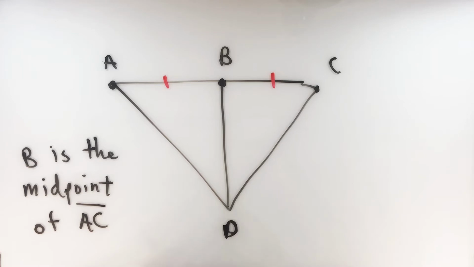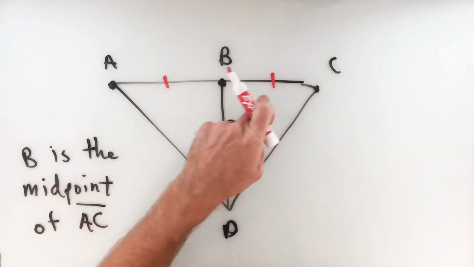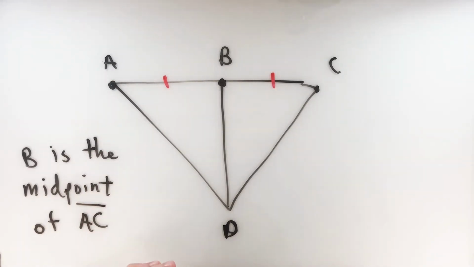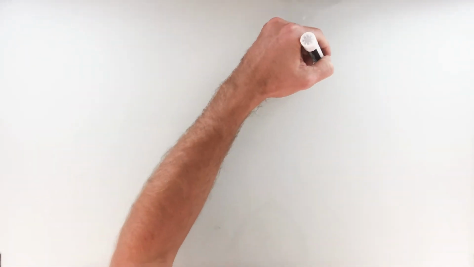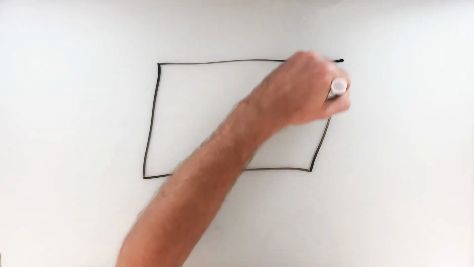So without that given to me, if I have that information, I always know that those two segments are going to be the same if you have a midpoint. Okay, there's a segment that gets cut in half. The last thing to look out for, and then we'll move on to some examples, is to look out for parallel lines.